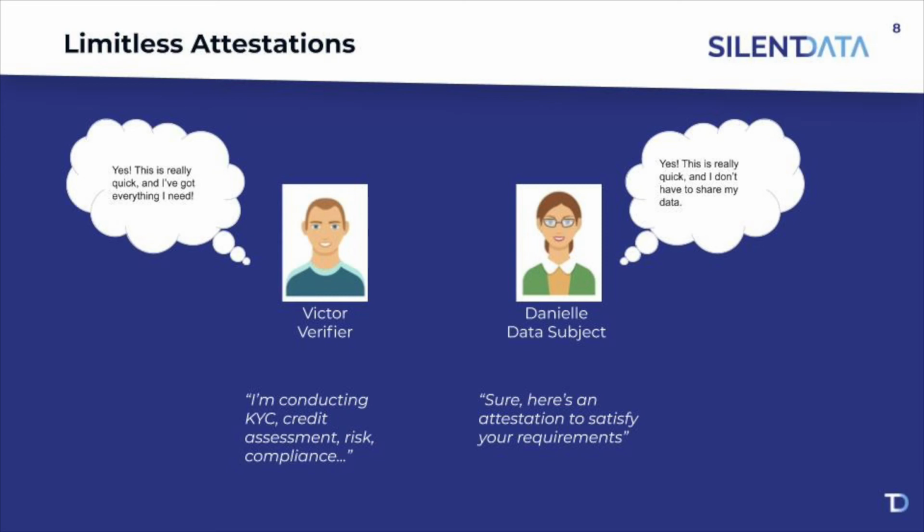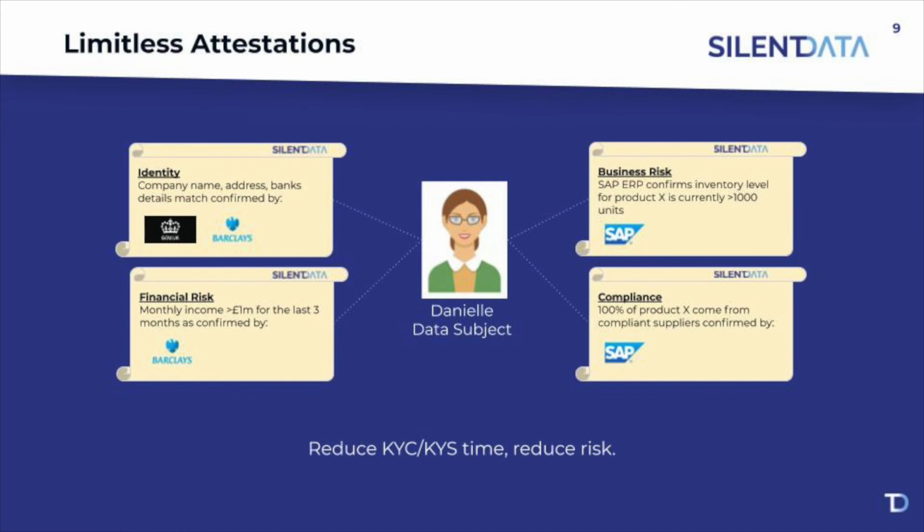Attestations like these can be used for KYC, for credit assessment, for assessing risk, and compliance. You could request an attestation for verification of personal or business name, address, and bank details using data held in government APIs and the bank. You could, for example, request an attestation that provides assurance of the financial resilience of a company based on their underlying financial data. Similarly, you could ask for an attestation for assurance about business risk, supplier inventory levels, supply chain compliance, and so on.